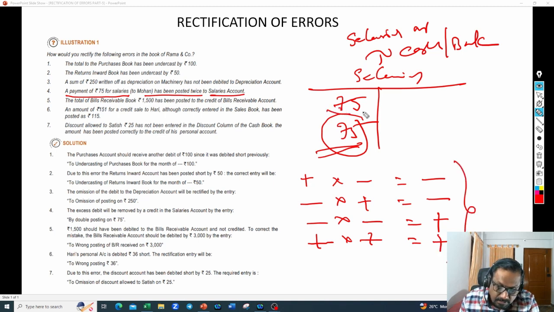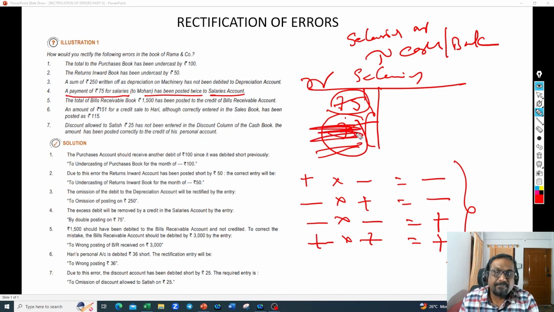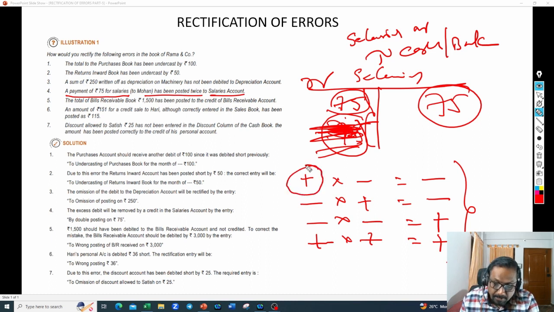Now salaries account is a debit, so debit is there. Two debits are there. If you want to reduce one debit, this debit you have to reduce. You can't go and strike off like this, like kids. You can't do that. This 75 will be there as is, but you need to bring the 75 in credit side. Because why you need to bring it in credit side? If you want to reduce the debit, you need to credit it.